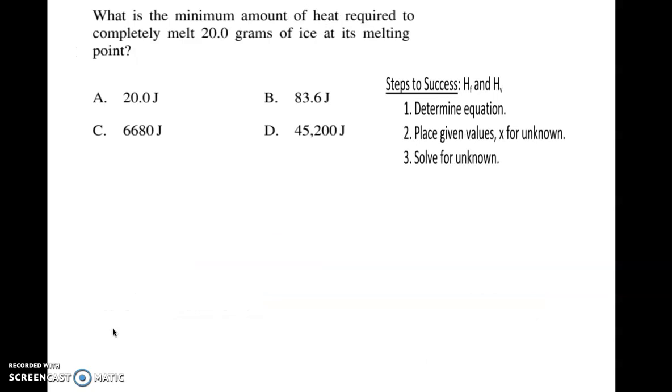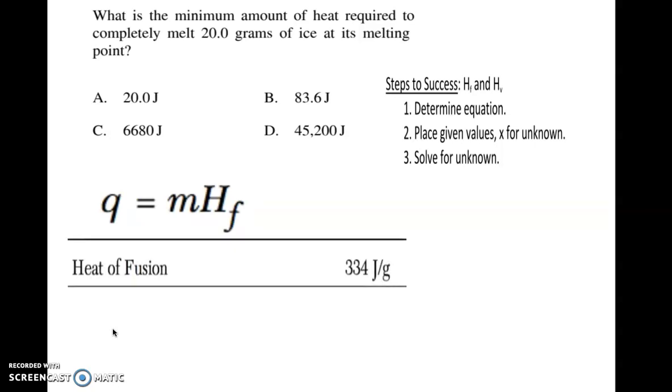So the next question that we're going to be going over. What is the minimum amount of heat required to completely melt 20 grams of ice at its melting point? So if you can recall, melting is going to occur during heat of fusion. So we're going to be using the heat of fusion equation. Q equals M H of F. The heat of fusion constant is 334 joules per gram.